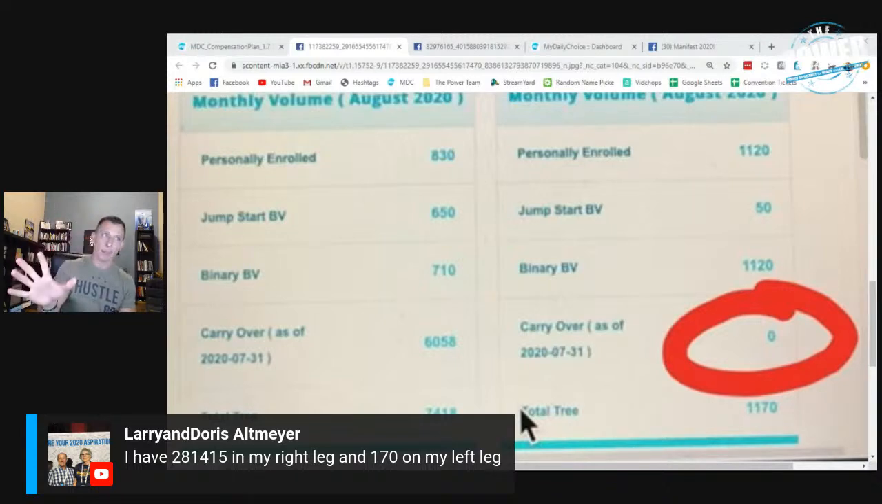Let's say, for example, over the next 6 months, Larry and Doris build an organization that does 281,000 in their left leg, and it matches the volume that's already there, the carryover in their right leg, 281,000. Of course, they're executives, so they're getting maximum commission, which is 15%. That's $42,000. You guys have $42,000 literally just sitting right there in your MDC binary bank account. Pretty exciting, right? Some of you guys are freaking out.